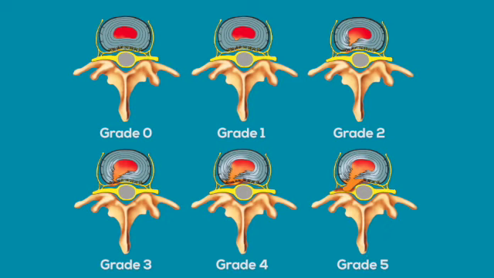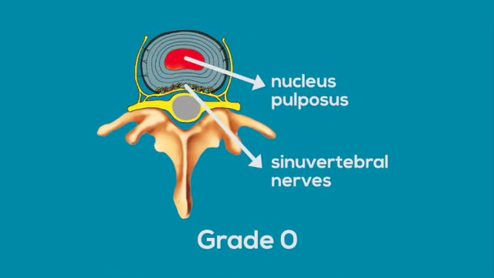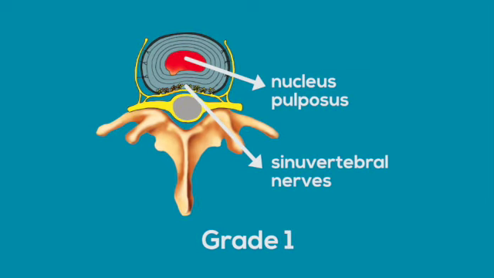Here is my artist's illustration of the modified Dallas discogram, showing more color and anatomical detail. The view from the top, or cross-section, of the discogram illustrates the advancement of the fissure tear. Grade 0, everything is normal. Grade 1, the fissure or tear starts forming.